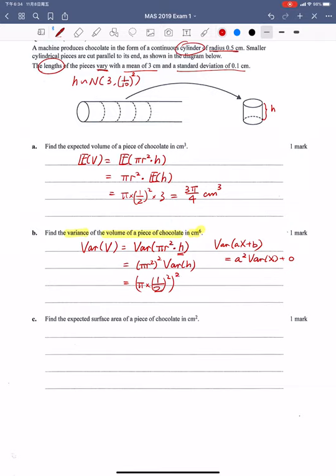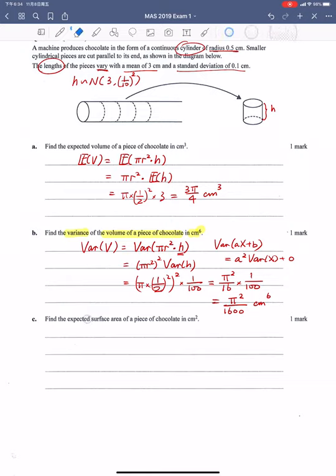And square again. And the variance is 100, if I'm not mistaken. Finally, we will have pi squared over 16 times 100, which will be pi squared over 1600. And the unit is centimeter to the power of 6, a square of centimeter cubed.